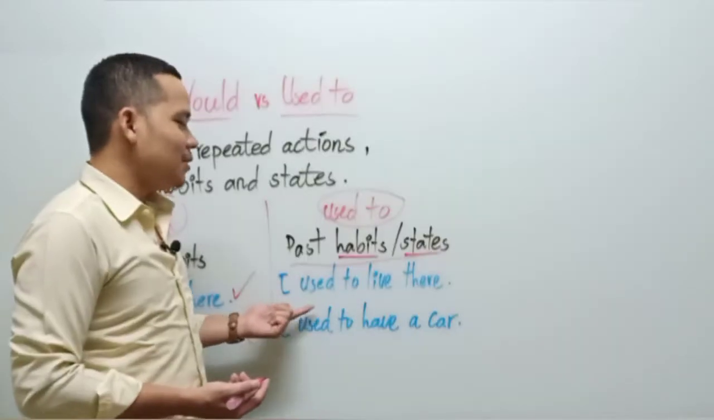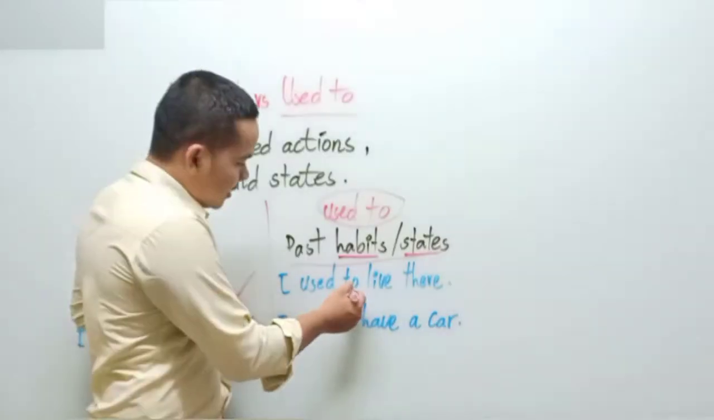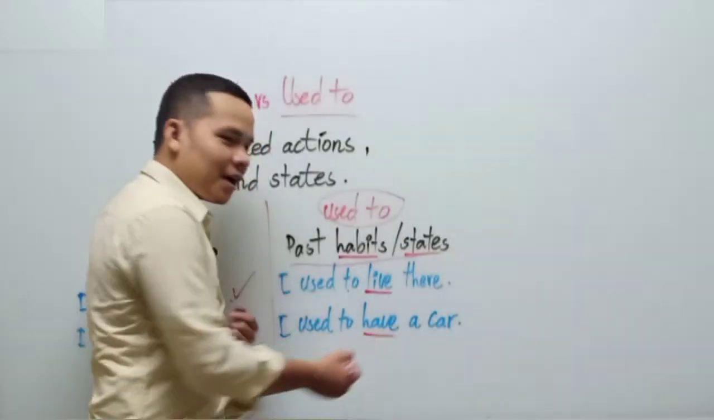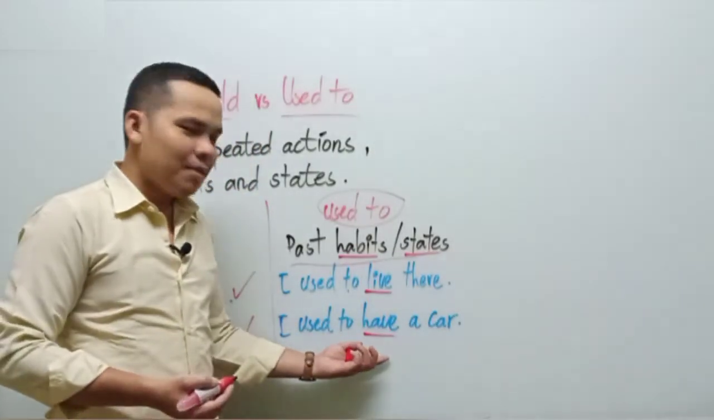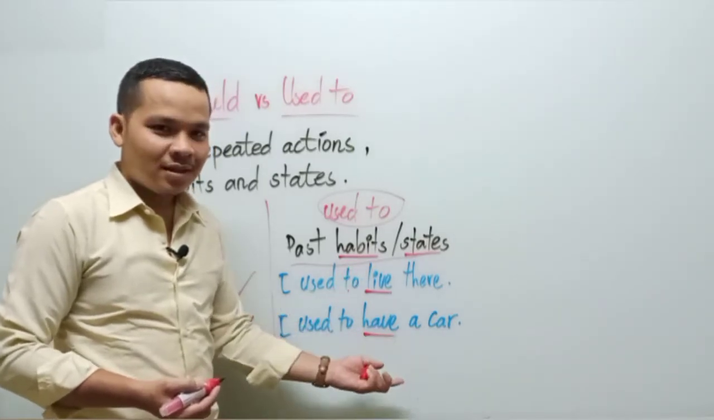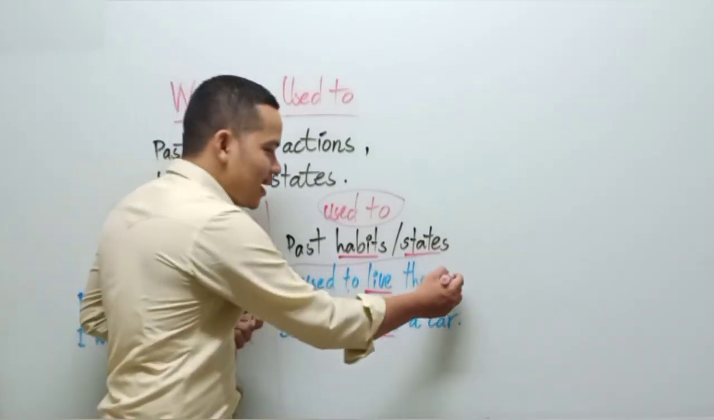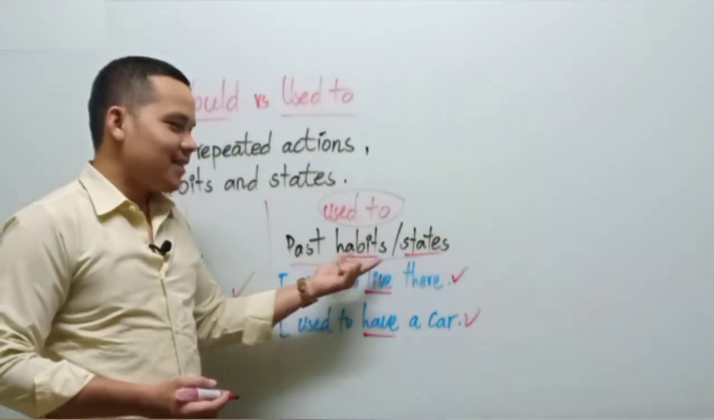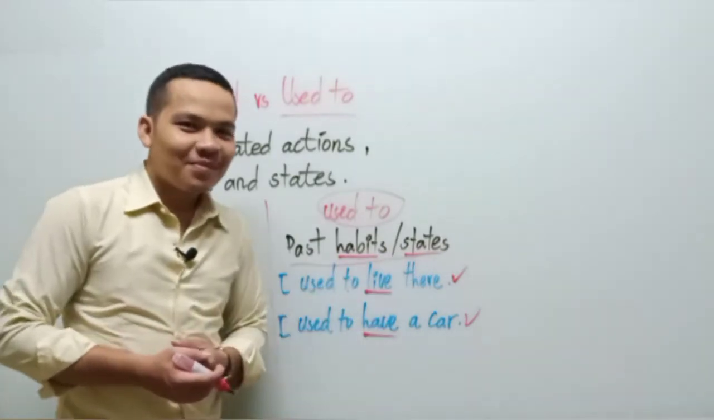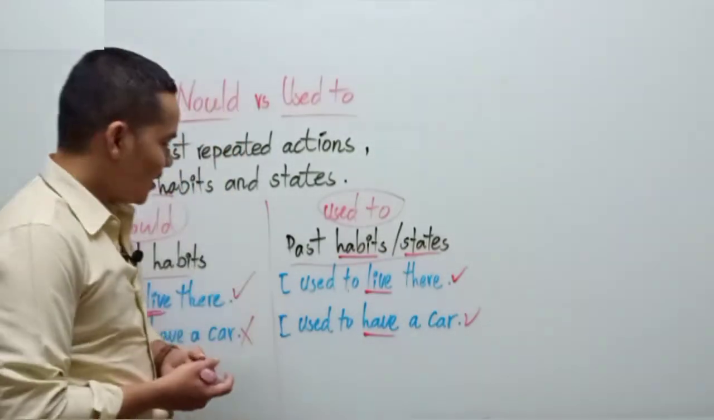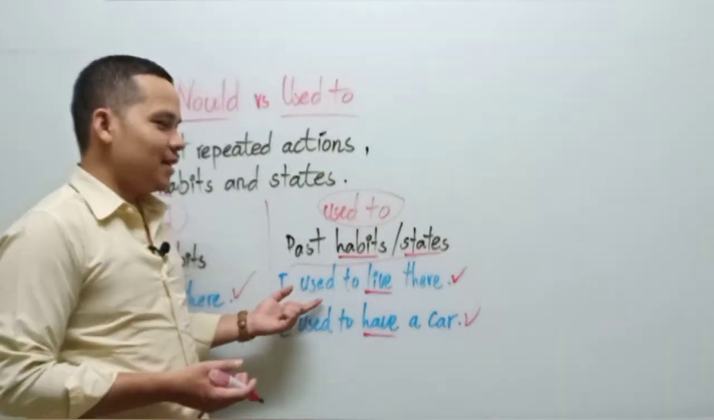You see the example. I used to live there. Action verb, yes. I used to have a car. Action verb, no. Have here means a state verb that we use to talk about possession. So both of them are right, because we use used to with habits and states. Do you understand? Is it easy, everyone? Okay, I hope. Yes, very easy to recognize.